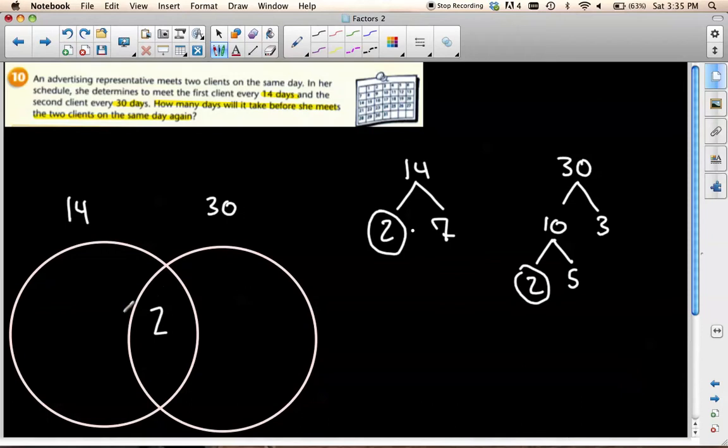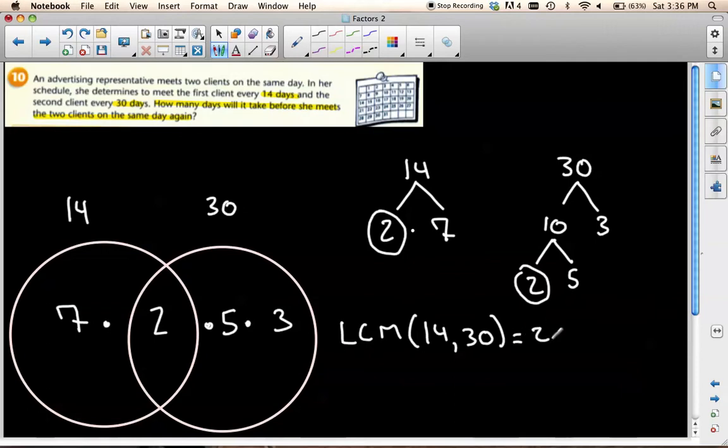But what are the other factors that make up 14 and 30? Well, 14 is made up of 7, and 30 is made up of 5 and 3. Now, we found the greatest common divisor, but we don't need that right now. What we're looking for is the least common multiple of 14 and 30. So how do we find that out? Well, we multiply our prime factors. So if we go 7 times 2 times 5 times 3, we get 210 as our least common multiple.